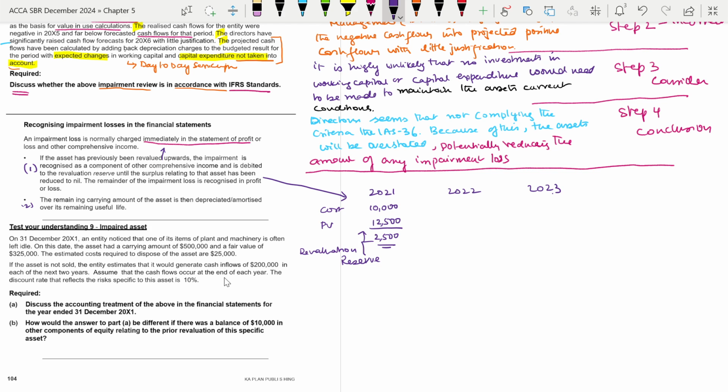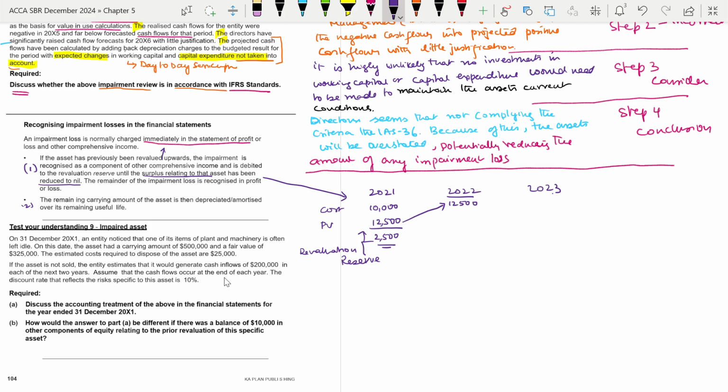Now, this is the first part, and it is debited to the revaluation reserve until the surplus relating to that asset has been reduced to nil. How much revaluation reserve is there? 2,500. Now, in the year 2022, what will happen? When you are revaluing, you have to take the revalued amount as the carrying amount. How much is it? 12,500.